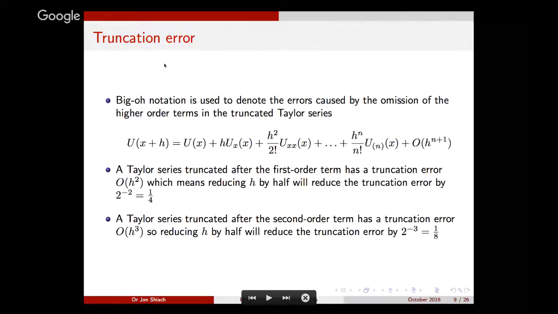So big O h squared means the method is order 2, because the power of h is 2 there. If the method is order 2, if we reduce the step length, we get a bit of a better improvement. But if the method is of order 3, and we reduce the step length by the same amount, we get a much better improvement. So when we talk about error, we don't talk about values, we talk about behavior.